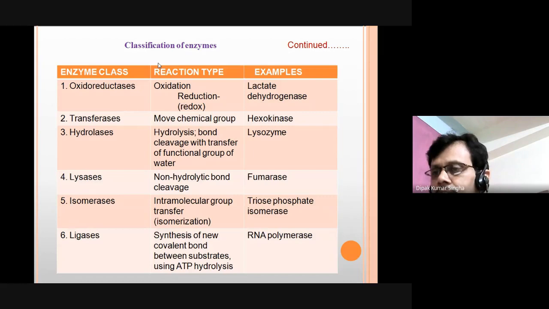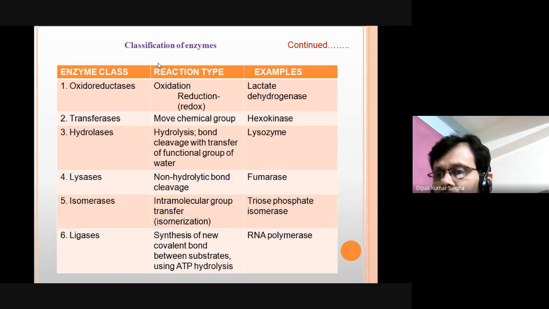Then lyase is non-hydrolytic bond cleavage, that means breaking a bond. That is called fumarase. And the isomerase is intramolecular group transfer, that means D to L, L to D, trans to cis. These are called isomerase enzymes: triphosphate isomerase, glucose 6-phosphate isomerase. Their naming is isomerase because they convert D to L or L to D.